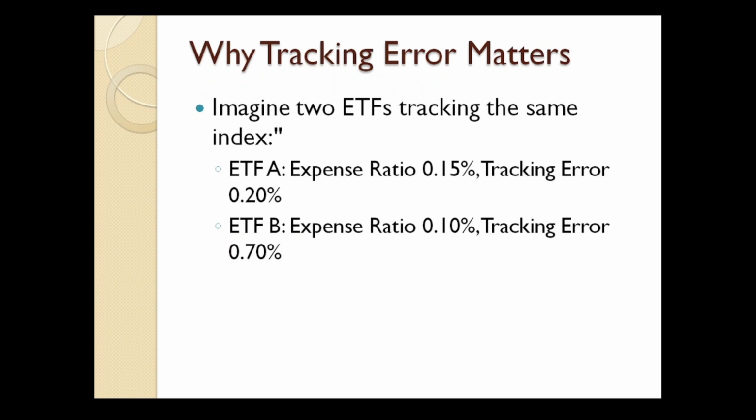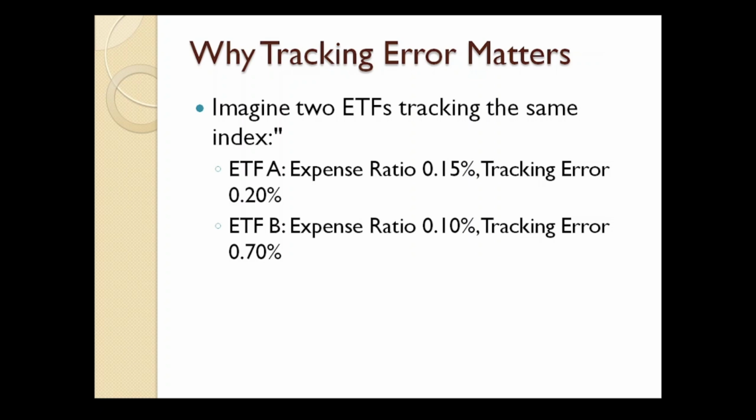Why does tracking error matter? Imagine two ETFs tracking the same index. ETF A. Expense ratio 0.15%, tracking error 0.20%. ETF B. Expense ratio 0.10%, tracking error 0.70%. Even though ETF B has a lower expense ratio, its high tracking error means it's doing a worse job copying the index, costing you more in the long run.